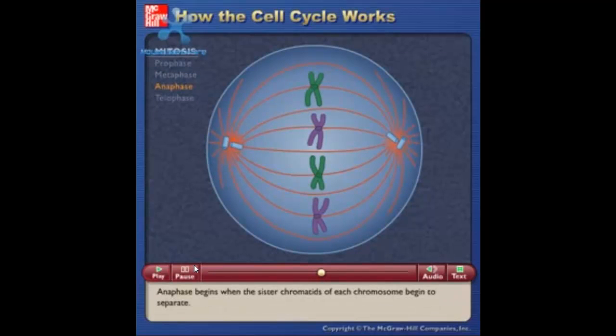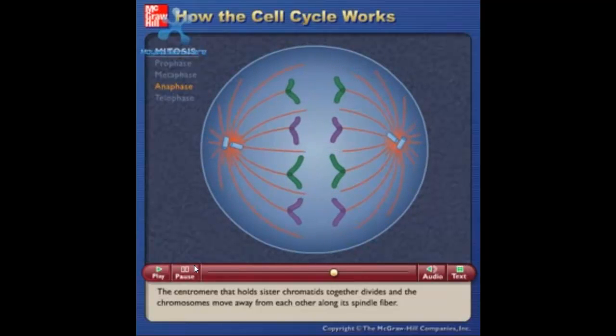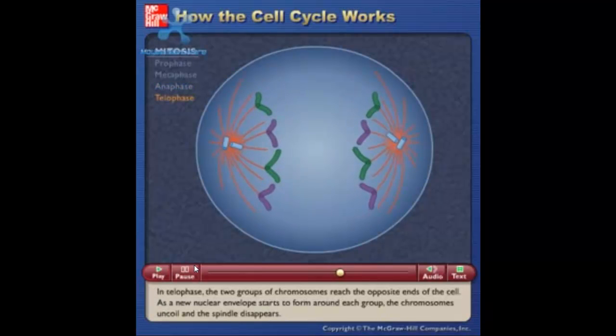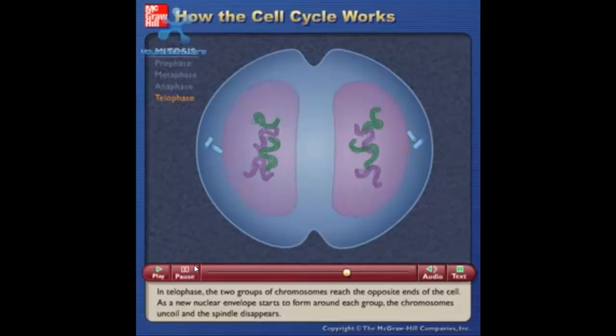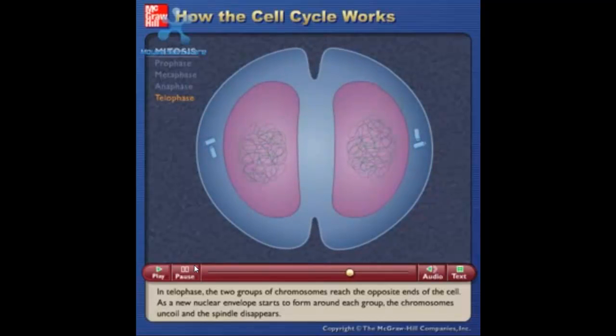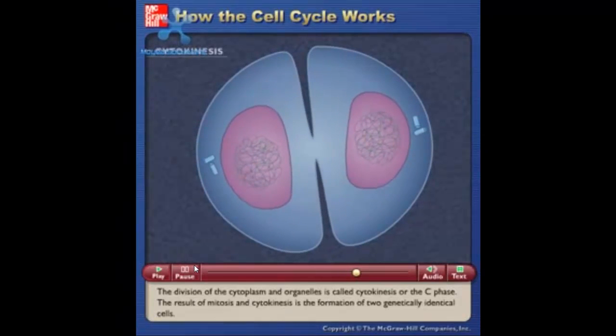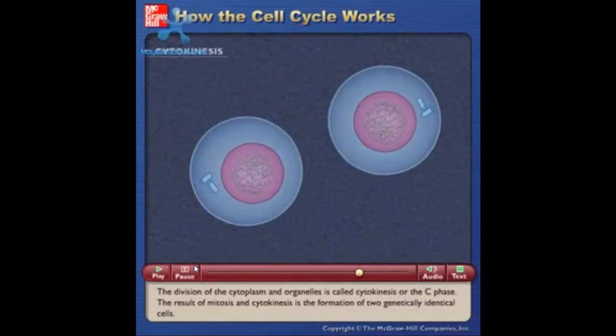Anaphase begins when the sister chromatids of each chromosome begin to separate. The centromere that holds sister chromatids together divides, and the chromosomes move away from each other along the spindle fiber. In telophase, the 2 groups of chromosomes reach the opposite ends of the cell. As a new nuclear envelope starts to form around each group, the chromosomes uncoil and the spindle disappears. The division of the cytoplasm and organelles is called cytokinesis, or the C phase. The result of mitosis and cytokinesis is the formation of 2 genetically identical cells.